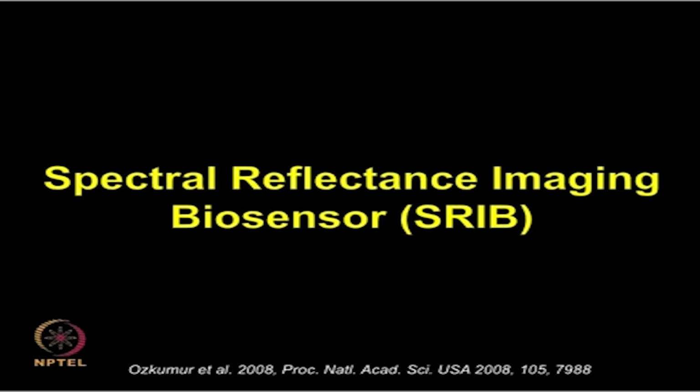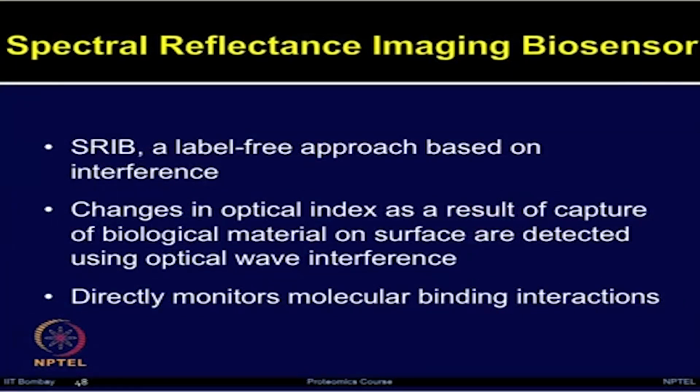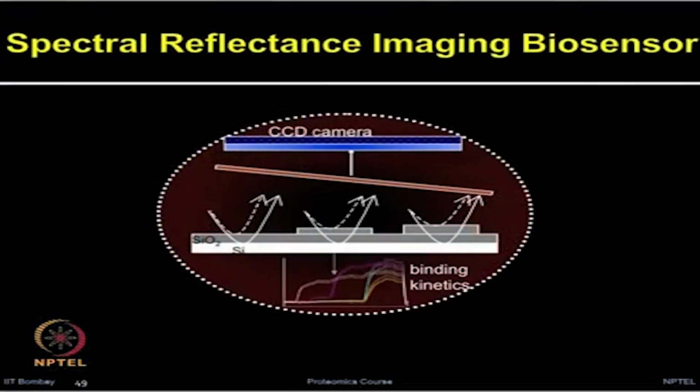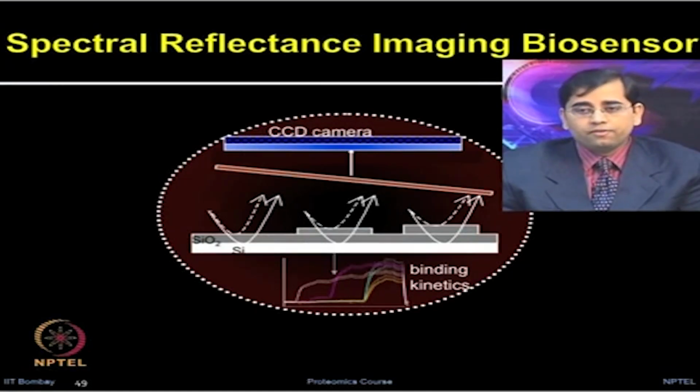Now let us discuss the spectral reflectance imaging biosensor or SRIB. SRIB is a label free approach which is also based on interference. The changes in optical index as a result of capture of the biological material on the surface can be detected by using optical wave interference. SRIB monitors the molecular binding interactions directly. In this slide the principle of SRIB is shown: the interference of light reflected from the silicon dioxide surface. Increase in the optical path length differences caused by biomolecular binding is measured by the spectral reflectance imaging biosensor.